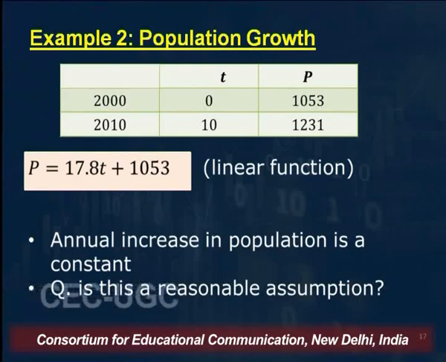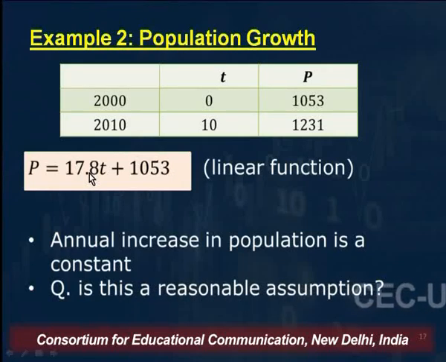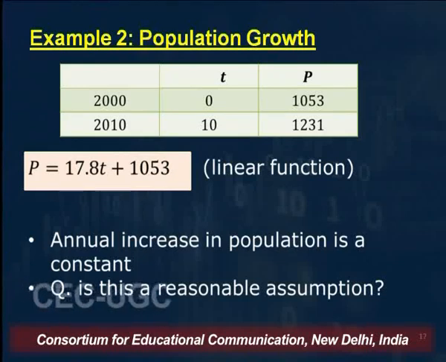So the question now is, when we take this annual increase in population to be a constant, which in this case is 17.8 million, is that a reasonable assumption? Is it reasonable to assume that population increases by the same amount in every time period? If you give it some thought, one would think that if population is growing, then there will be more people to have children. And also, if you think in terms of advances in the field of medicine, then you could think that the death rate is probably going down or maybe staying the same.